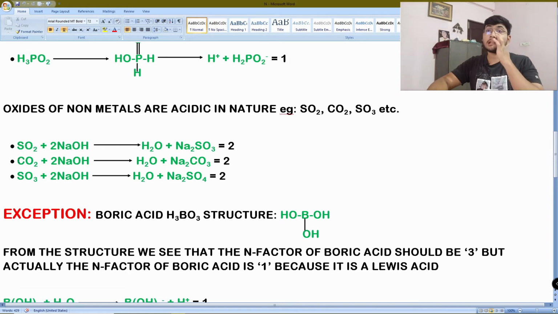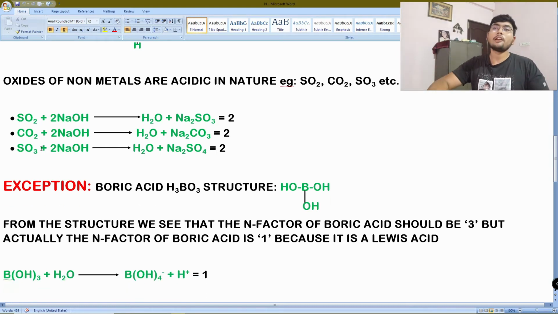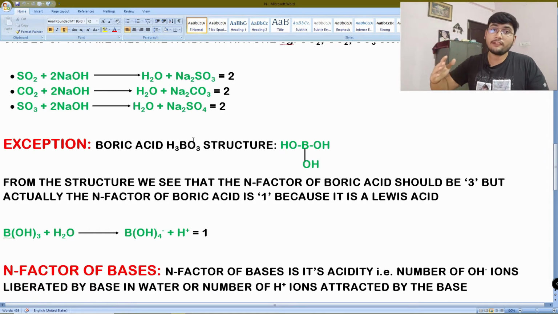The same case goes with carbon dioxide also. In carbon dioxide the product is water and sodium carbonate. Here also carbon dioxide has attracted 2 OH minus ions towards itself, so its n factor is also 2. Now see sulfur trioxide. Here also the same case arises: sulfur trioxide attracts 2 OH minus ions towards itself, and you will get your final product like this. So its n factor is also 2. I hope these molecules and their n factors are clear to you.